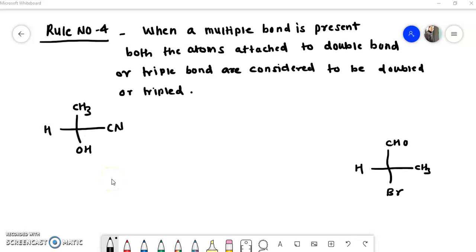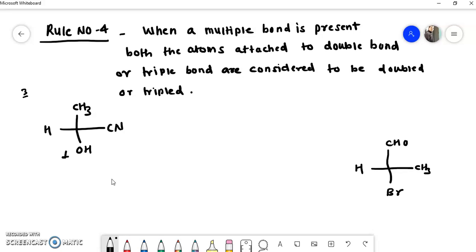Now consider this rule number 4. It is the extension of rule number 3, we can say. Now as per rule number 1, first of all we will give the highest priority to this OH group. Now this carbon and this carbon are the same, so we have to consider the next set of atoms to which this carbon is attached as per rule number 3. Now here this carbon is attached to 3 hydrogen. That means its sum is 3.